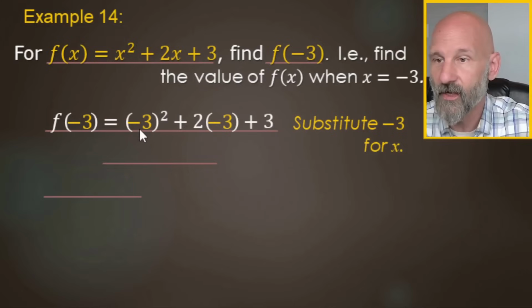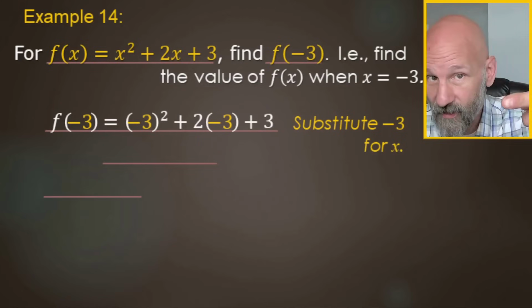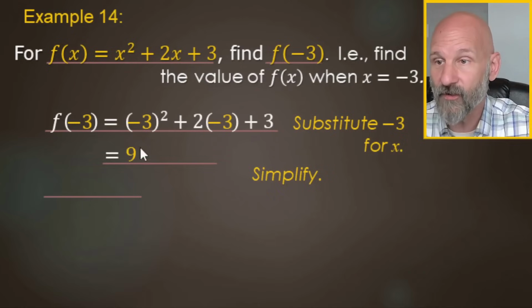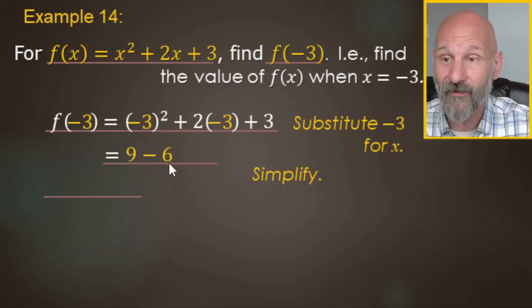We're just doing PEMDAS. So negative 3 times negative 3, we have 2. Negative 3 is being multiplied. Negative times negative is positive, and then 3 times 3 is going to make 9. So negative 3 squared makes a positive 9. Now we have a positive 2 times a negative 3. That's going to be a negative 6, and then we still have the plus 3 there.